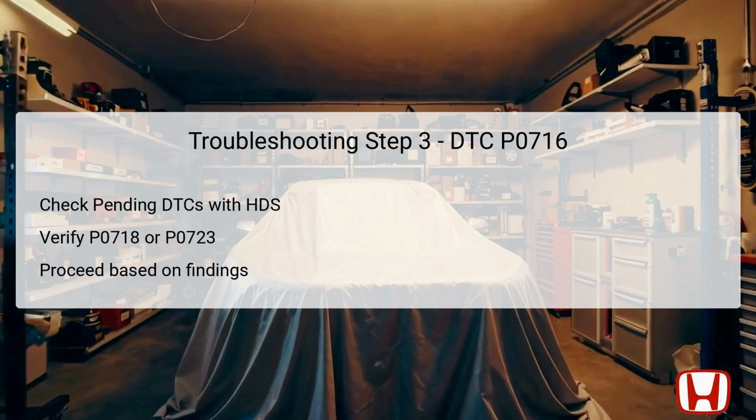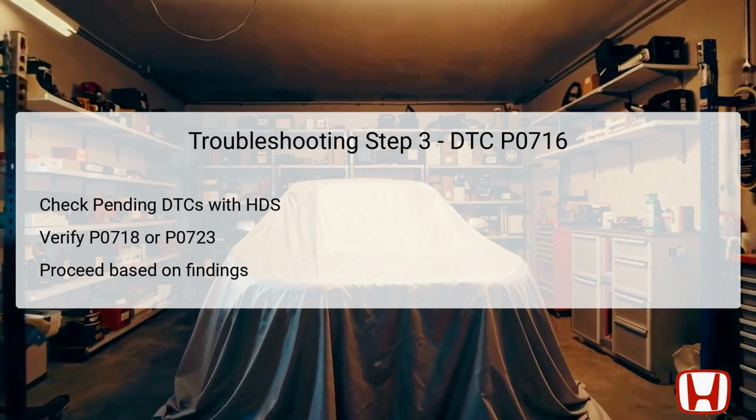for observation. After completing the initial driving test, it's essential to check for any pending DTCs using the HDS. The presence of either DTC P0718 or P0723 indicates additional speed sensor issues that may require focused troubleshooting. These specific codes pertain to the input and output shaft speed sensors, respectively, and if either code is triggered, one must follow the related troubleshooting steps for those specific DTCs. However, if neither of these DTCs is indicated, proceed to Step 6 of the troubleshooting process.